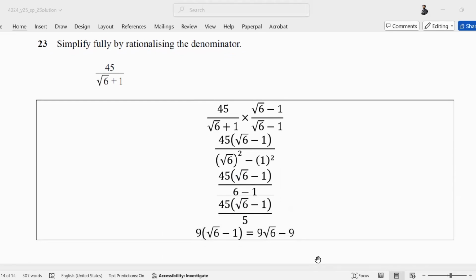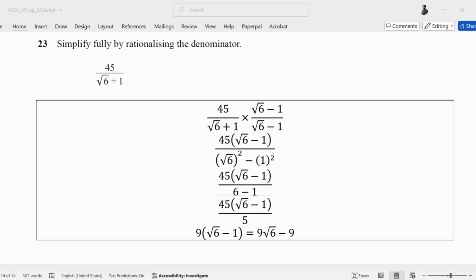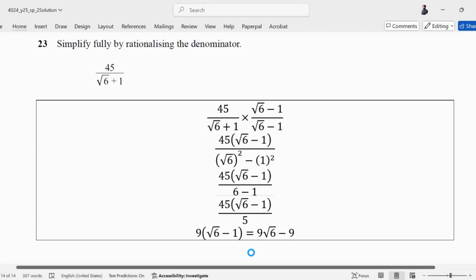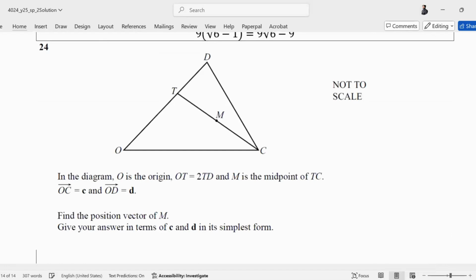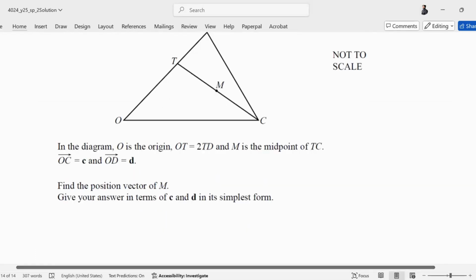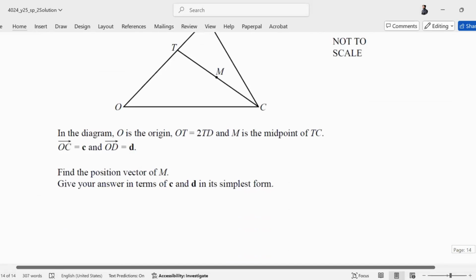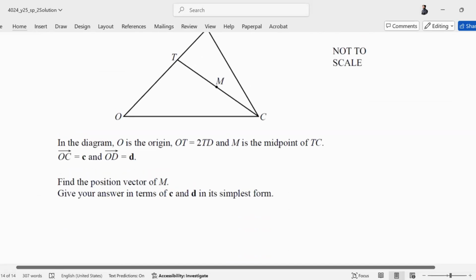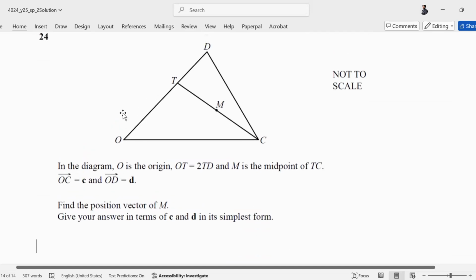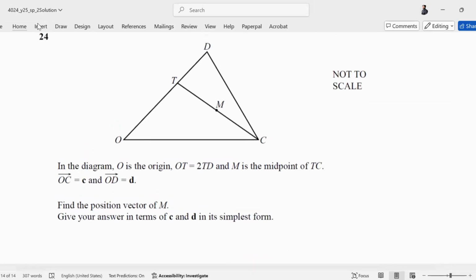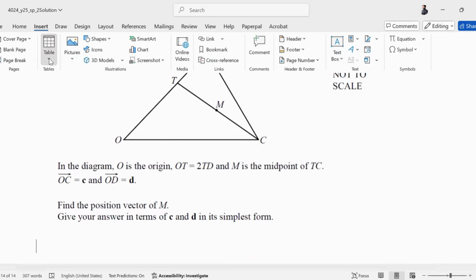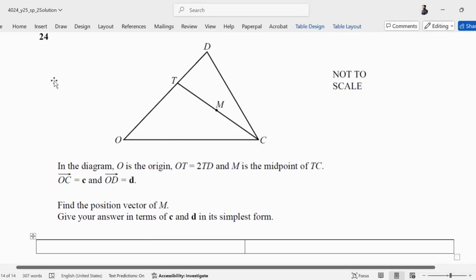Moving on to question number 24. So question number 24 is about vectors. The question has provided us with vectors. Some of you prefer to start from the unknown and then move on to your known ones. I try to use that method.